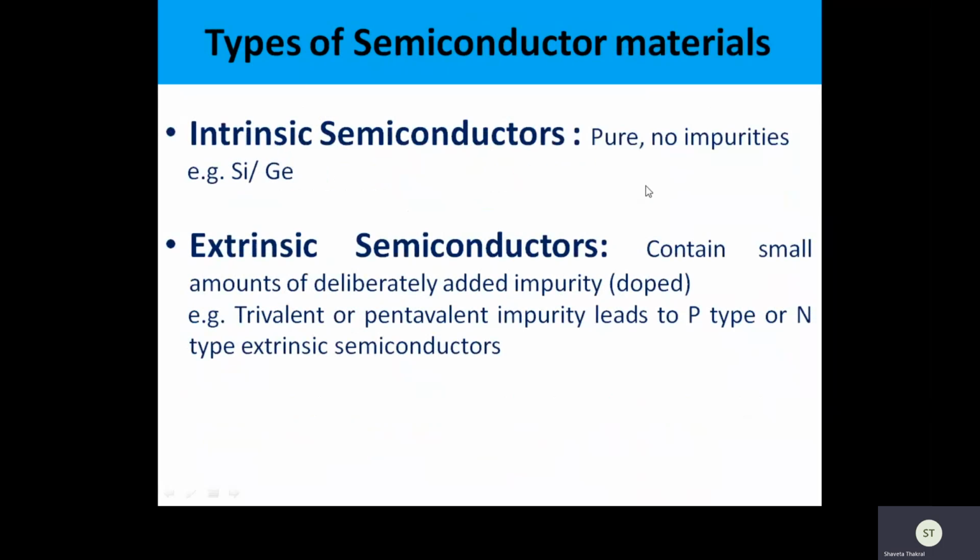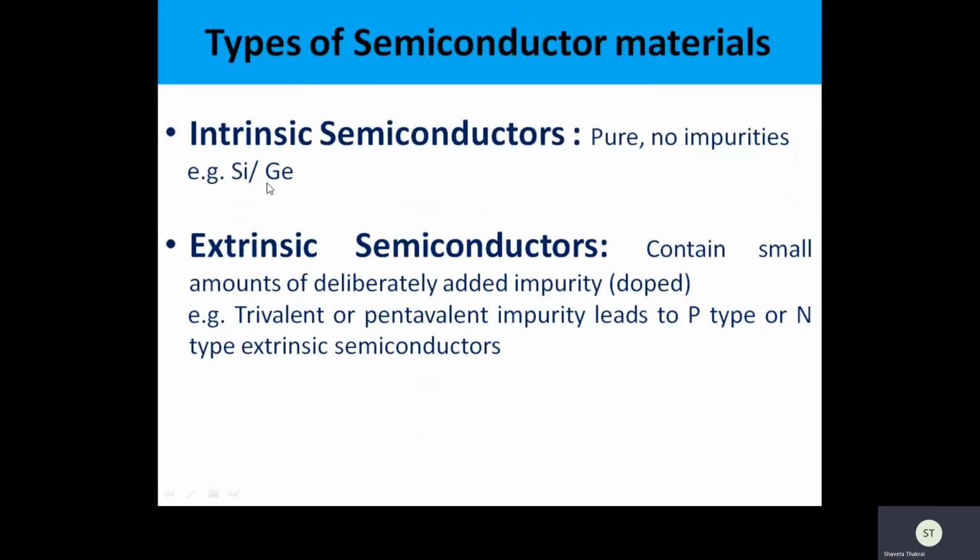Basically, we have two types of semiconductor material. One is the intrinsic semiconductor and the other is the extrinsic semiconductor. Intrinsic means the pure semiconductor where there is no impurity. That is the usual case of silicon or germanium semiconductor we talk about. And the extrinsic semiconductor means impurities are deliberately added to make it extrinsic, or you can say a doped semiconductor.